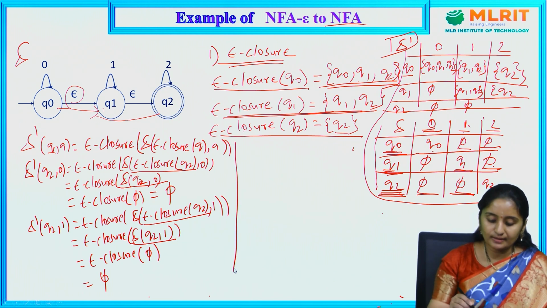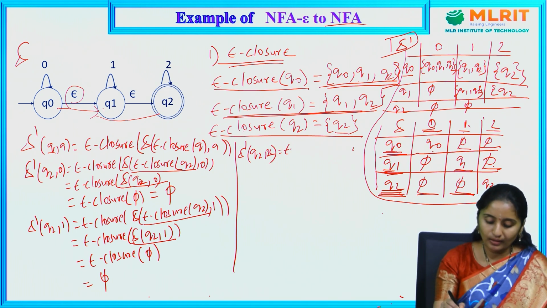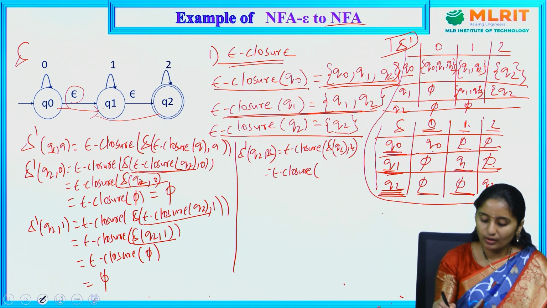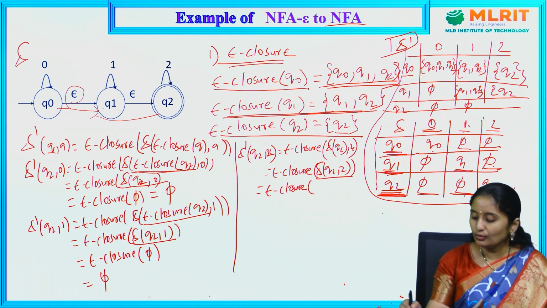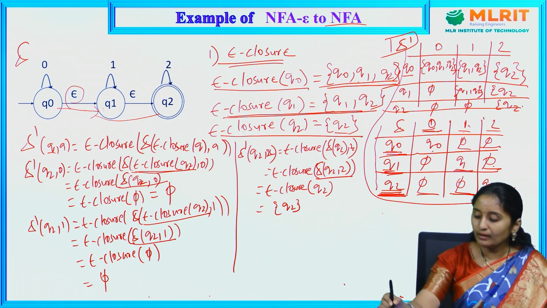So the next one is delta dash of Q2 on 2 input. Epsilon closure of delta of epsilon closure of Q2, what I have? Q2 on 2 input. So epsilon closure of delta of Q2 comma 2. Delta of Q2 on 2 is Q2. So epsilon closure of Q2 is Q2. So Q2 on 2 I am having Q2.